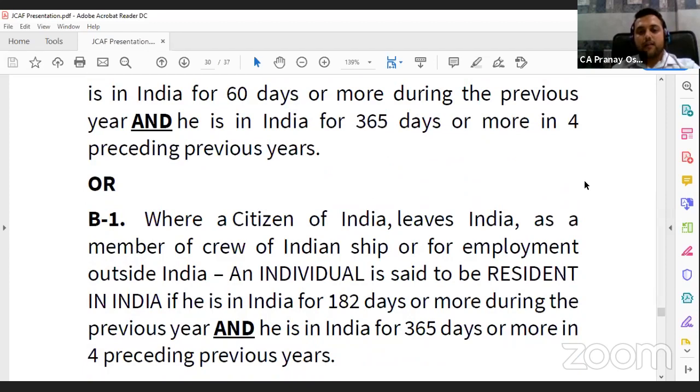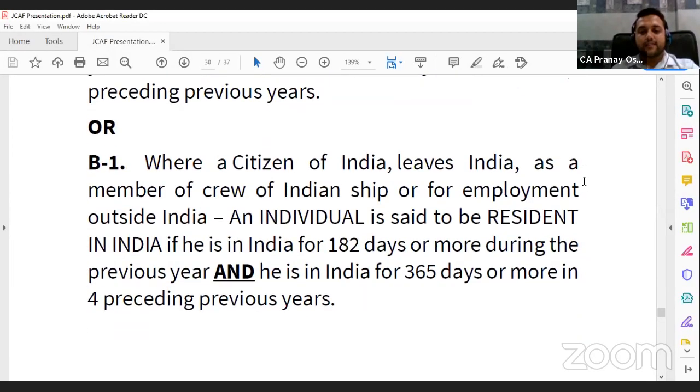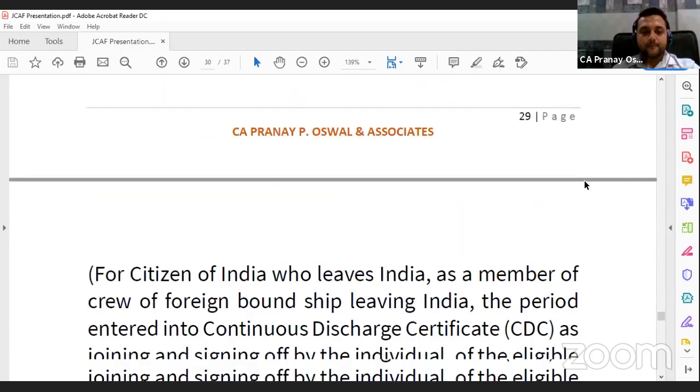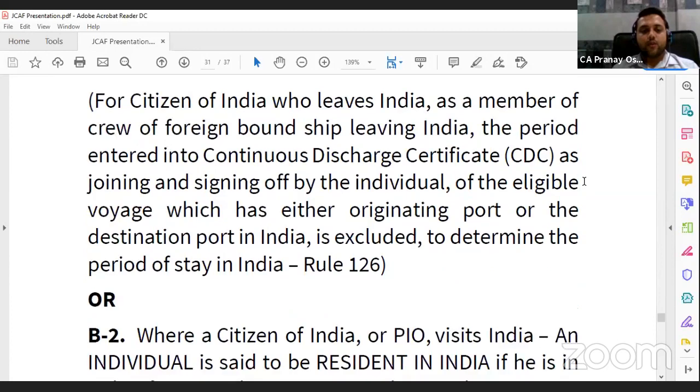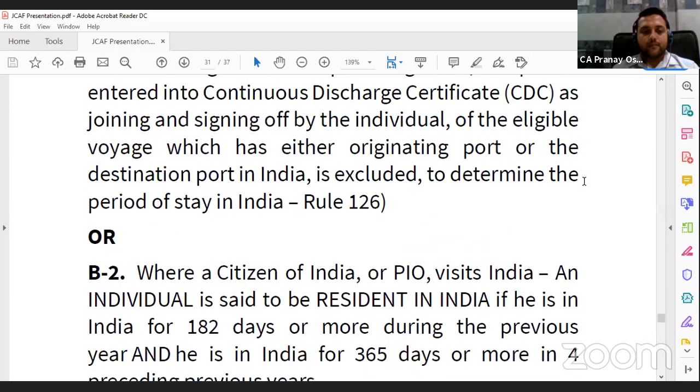Where a citizen of India leaves India as a member of crew of an Indian ship for employment outside India, an individual is said to be resident in India if he is in India for 182 days or more during the previous year and he is in India for 365 days or more in 4 preceding previous years. For citizens who leave India as a member of crew of a foreign bound ship leaving India, the period entered into the continuous discharge certificate (CDC) as joining and signing off by the individual of the eligible voyage, which has either the originating port or the destination port in India, is excluded to determine the period of stay in India. This is as per rule number 126 as mentioned.